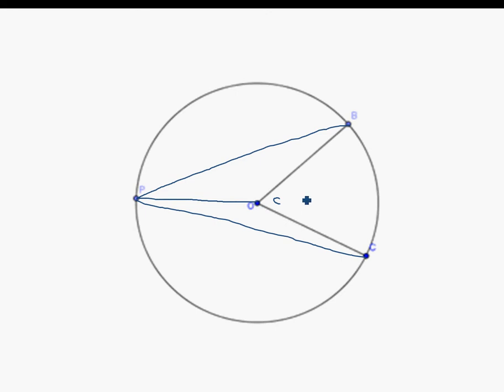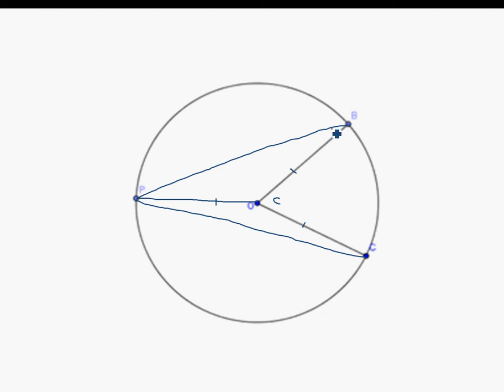When I'm trying to make some conjectures here and trying to prove these conjectures, I look at this and say, well, what do I know? Well, I know this is a circle, and I know the radius of the circle is constant. So that means that this segment and that segment and that segment are all congruent because they're all the radii of a circle.